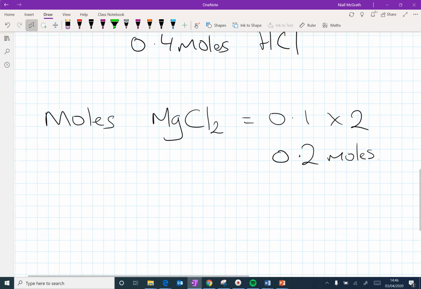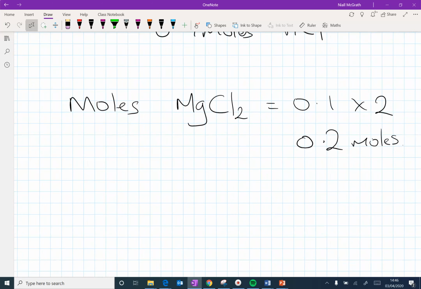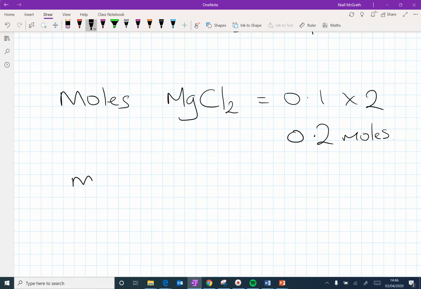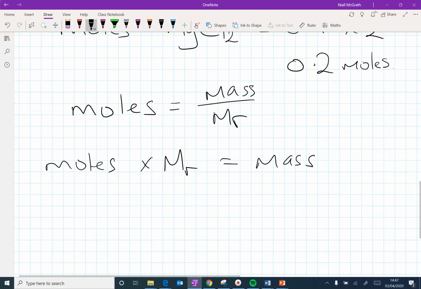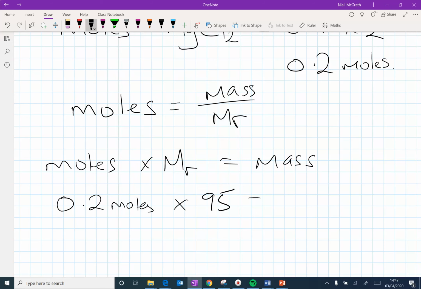If we want to find the mass of it, again we're going to use our formula that we use again and again: moles equals mass over relative mass. So if we have our number of moles and we multiply by the relative mass, we'll find our mass. So in this case we have 0.2 moles. We're going to multiply by the relative mass of magnesium chloride, which is 95, and that gives us a mass of 19 grams of magnesium chloride.